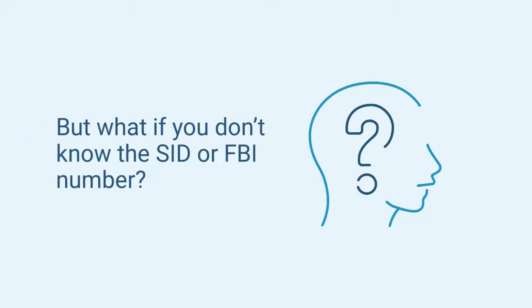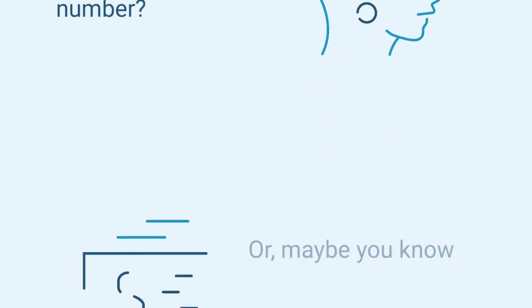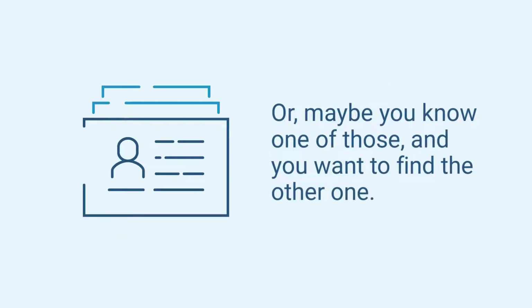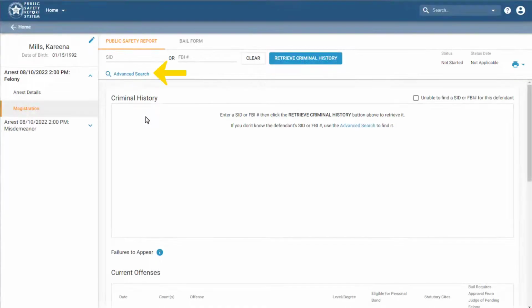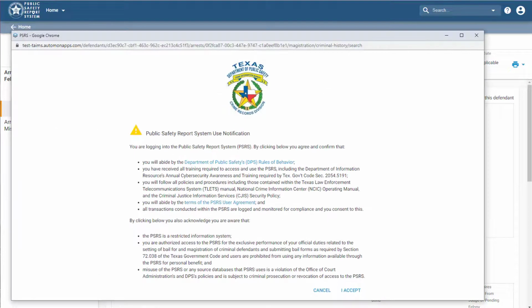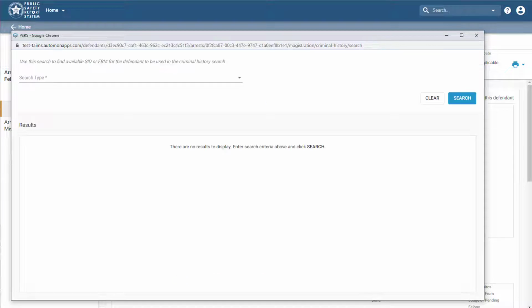But what if you don't know the SID or FBI number? Or maybe you know one of those and you want to find the other one. You can use the Advanced Search feature to try to look for it. This opens a new window where you need to accept the conditions, and then we're free to search for the SID or FBI number based on other information that we do have.